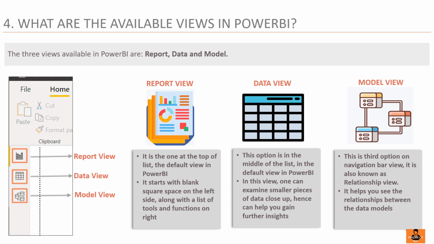Report view. It is the one at the top of the list, the default view in Power BI. It starts with a blank square space on the left side along with a list of tools and functions on the right. It is the space where the analyst can build their visualizations, which covers bar graphs, pie charts, line graphs, and so on. Next is the data view.